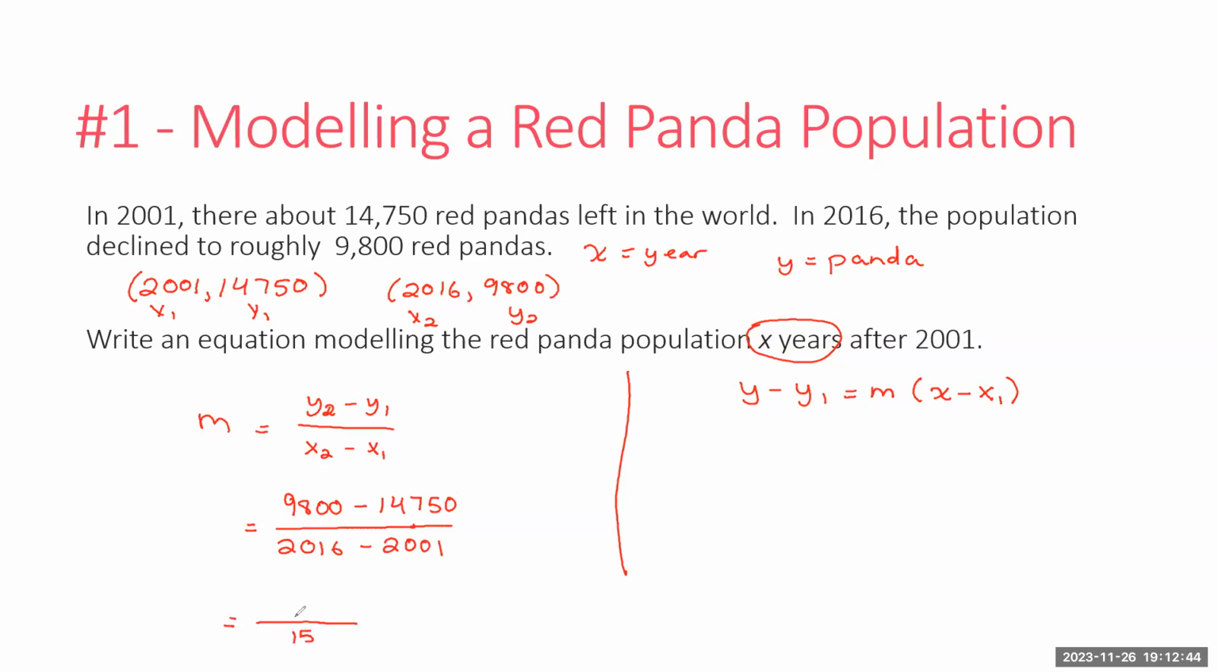So we're changing over a 15-year period. And let me find this out again. 9,800 minus 14,750, and we're left with a decline of 4,950 pandas in this time, which turns into we are losing 330 pandas per year.